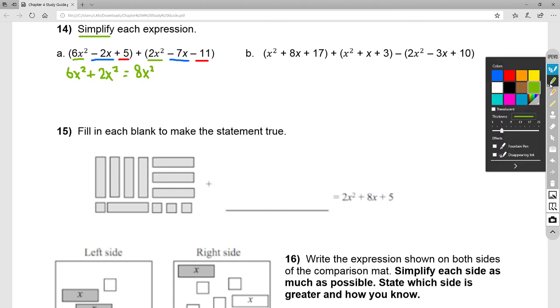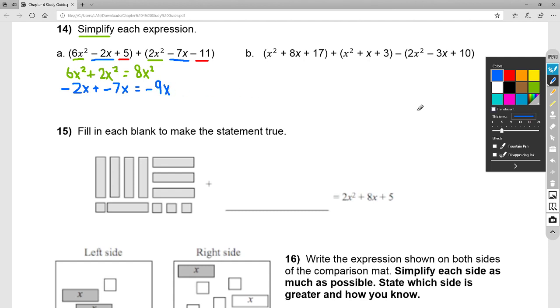Okay, then looking at the blue, I have negative 2x, and I'm going to combine it with my negative 7x. I know it says minus, but remember you have to think of it as a negative. This is negative 2x, not minus 2x, right? This is negative 7x, not minus 7x. So we're really taking two negatives, adding them together, which gives us a total of negative 9x.